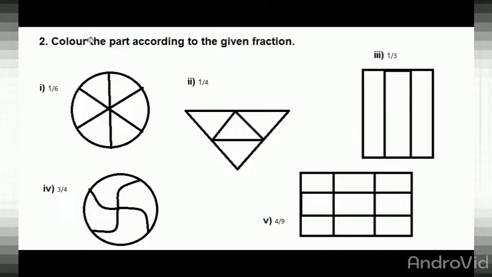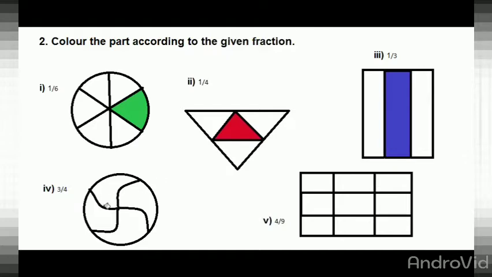Second question says, color the part according to the given fraction. So the first question is 1 over 6. Total 6. We have to paint one part of it. So here we paint it green. Second is 1 over 4. Here again we have to paint one part out of 4, so you can paint any of it. Let's paint the middle one. Third says 1 over 3. Let's paint one with blue, the center one.